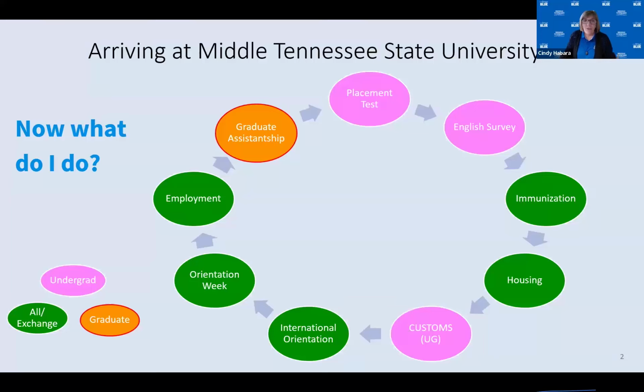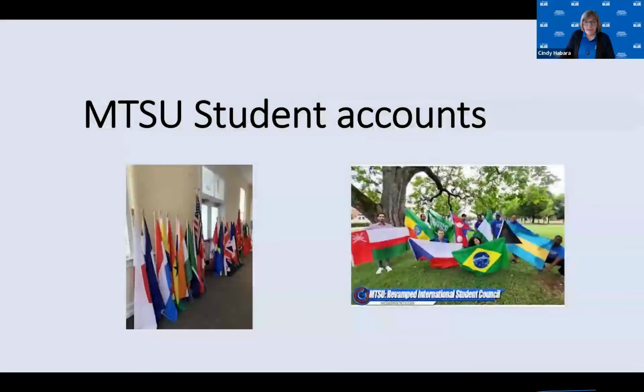Okay, so we're going to talk about the placement test, the English survey, immunization requirements, housing, customs, international orientation, orientation week, employment, and last but not least, graduate assistantships. So it may or may not be in this order, but we're going to go ahead and get started.